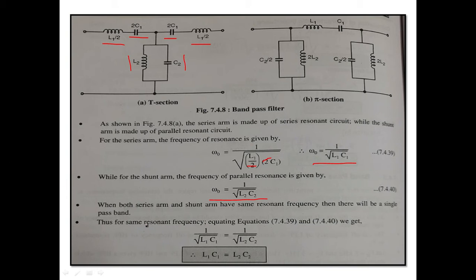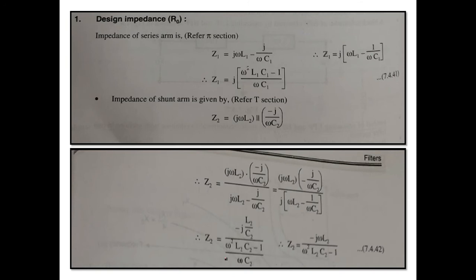So that the resonance frequencies are equated: 1 upon root of L1 C1 is equal to 1 upon root L2 C2. That's why we have written the equation L1 C1 equals L2 C2. In this way we have to find out this relationship. Then the first parameter, we find out, is the design impedance.